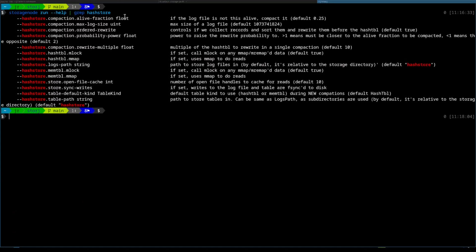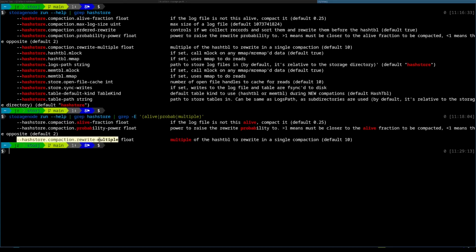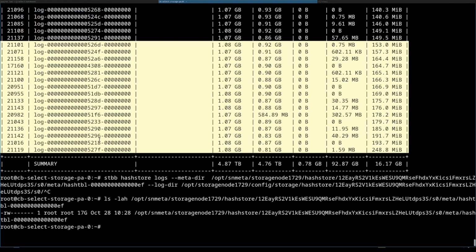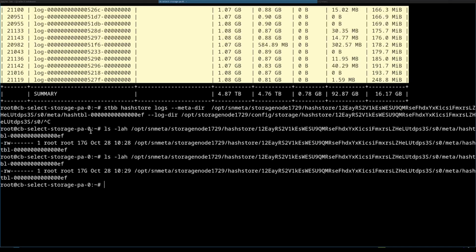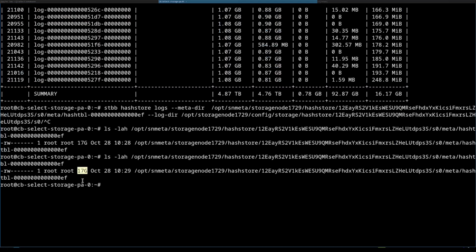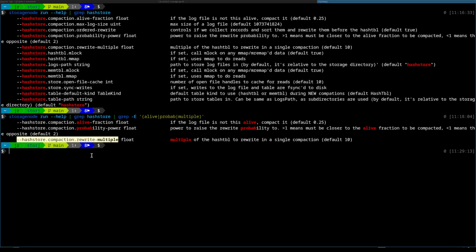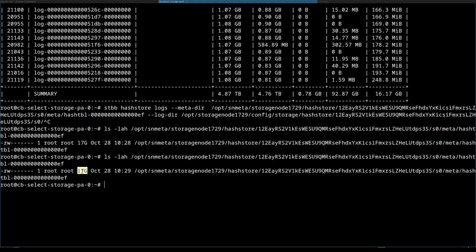And that's why we have the first important configuration. This is rewrite multiple. The base is the size of the metadata, which is usually 16 gig or 8 gig, depending on how big your node is, or 4 gig if it's a small node. So by default, it will rewrite only the hash store metadata and 10 times 17 gig, which is 170 gig of log files. But this is just one iteration.